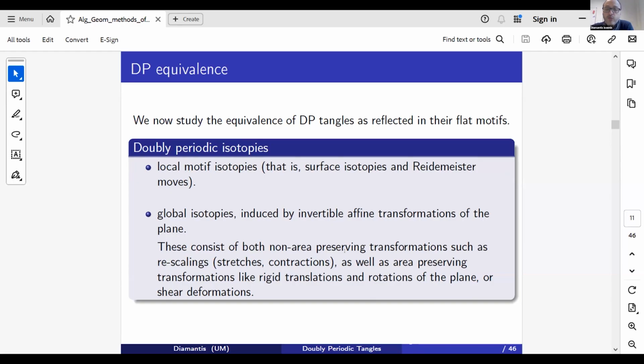And also, we have what we call global isotopies, which of course involve invertible affine transformations of the plane, and what we call rescalings, which I will show you in a minute. I will show you some pictures in a minute. So let's study first the local motif isotopies. Let's try to understand them, and then we will continue with the global ones.